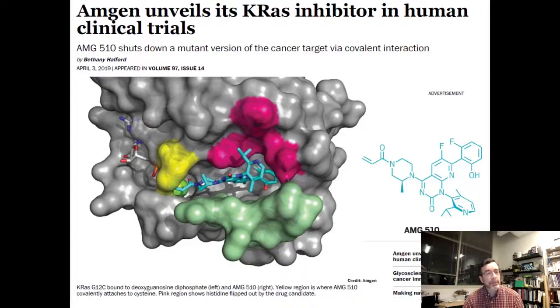The yellow region is where it binds to the cysteine, and the pink region shows there's a histidine that it sort of flips up. So it binds to the cysteine, and it sort of puts its elbow up to change the shape of the RAS, and that will actually shut down the mutant version of the RAS. I believe it's called KRAS G12C. You see that you have a glycine that has been mutated to a cysteine. And so this is one of the examples of the green circle on the past slide.